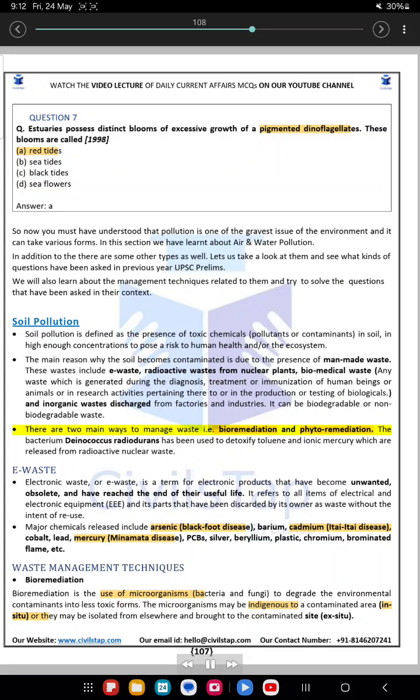There are two main ways to manage waste, i.e. bioremediation and phytoremediation. The bacterium Deinococcus radiodurans has been used to detoxify toluene and ionic mercury which are released from radioactive nuclear waste. E-waste.